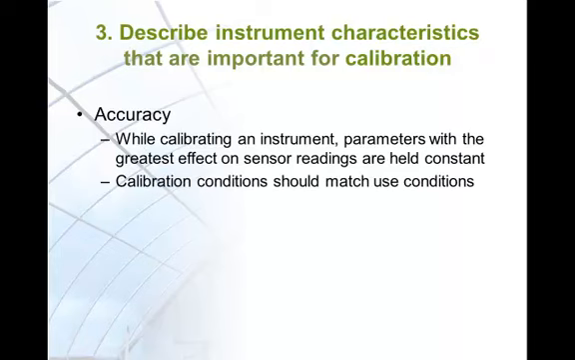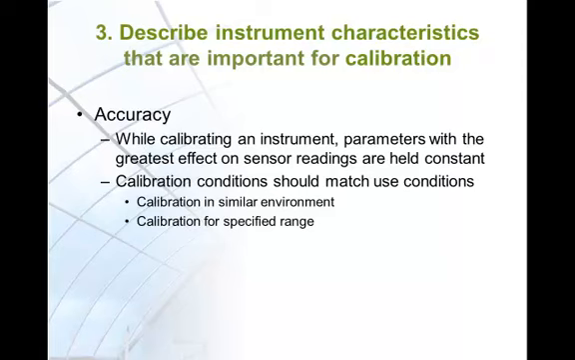Calibration conditions should match use conditions. Calibrate sensors in an environment similar to where they will be used. For example, if an instrument is going to be subjected to vibration, subject it to similar vibration during the calibration process. This is important because vibration can reduce the effects of static friction.